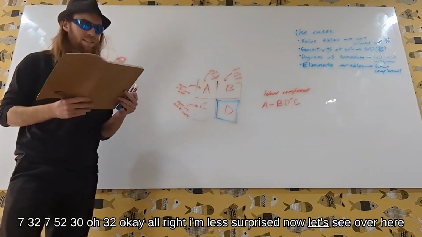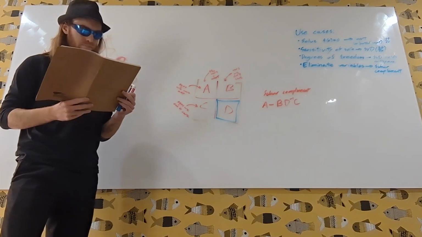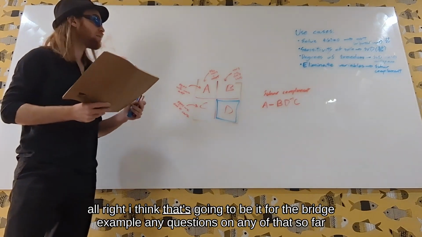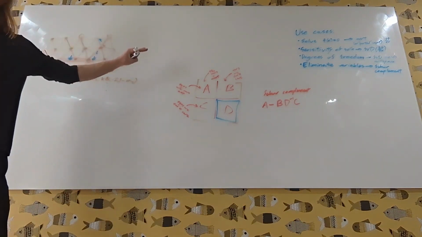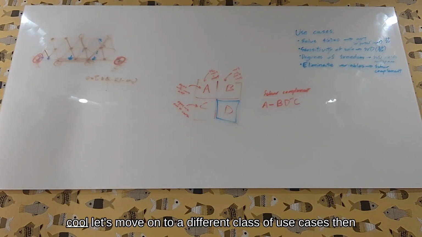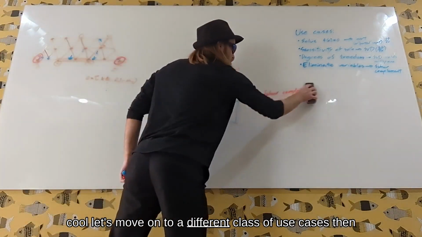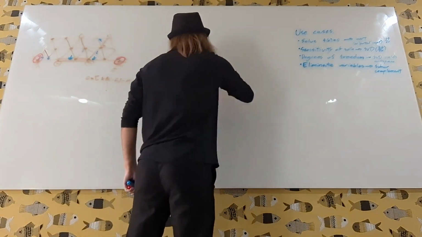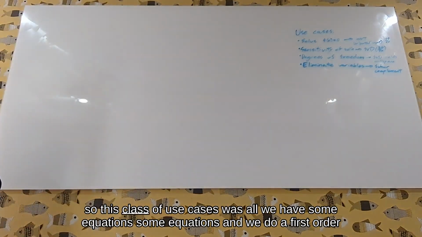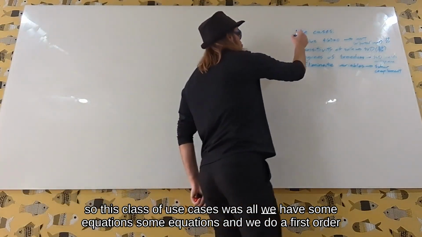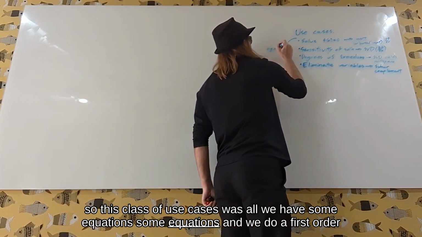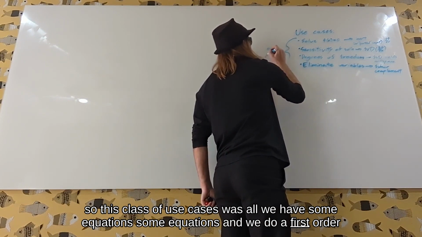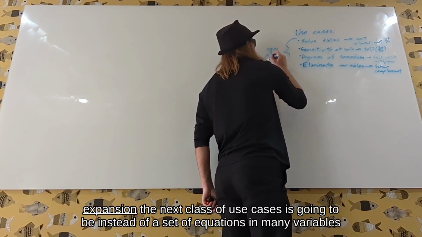Let's see. All right, I think that's going to be it for the bridge example. Any questions on any of that so far? Cool. Let's move on to a different class of use cases then. So this class of use cases was all, we have some equations, and we do first order expansion.